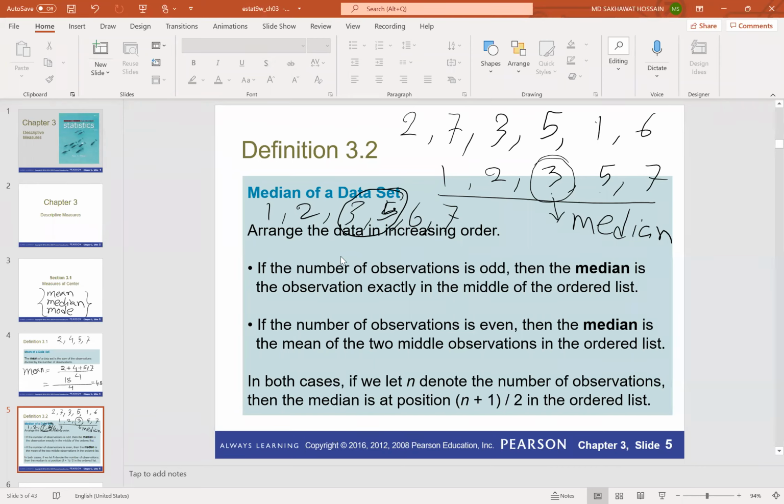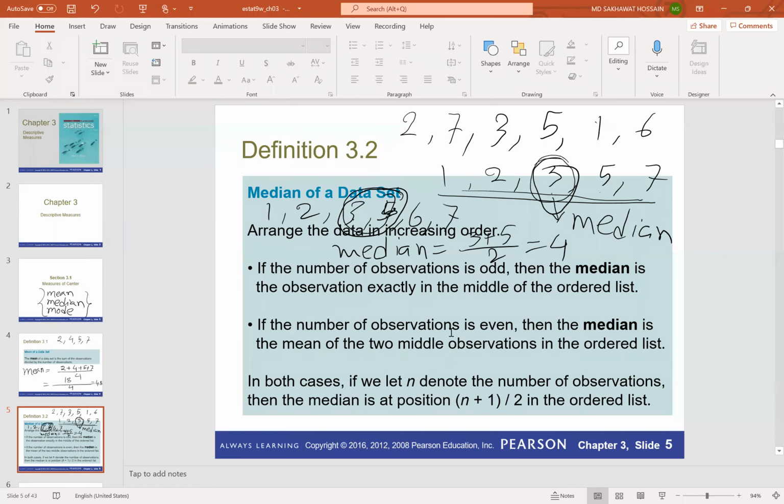So if the number of observations is odd, then we'll have just 1 value in the middle. So we have just 3 in the middle. That is the median. But when the number of observations is even, then we'll have 2 values in the middle. Now we have 3 and 5 in the middle. So the median will be the average of these 2 numbers. So in this case, the median is 3 plus 5 over 2. So this is 4. The median is 4.